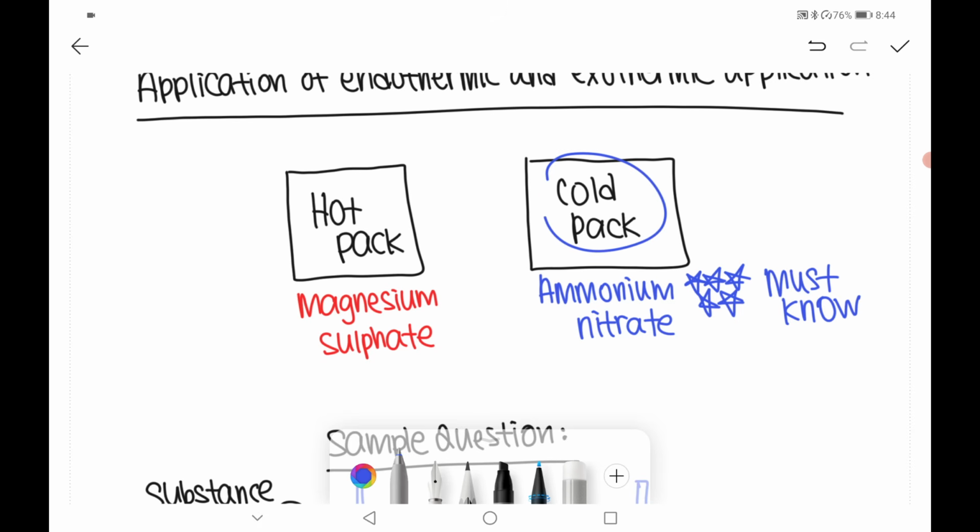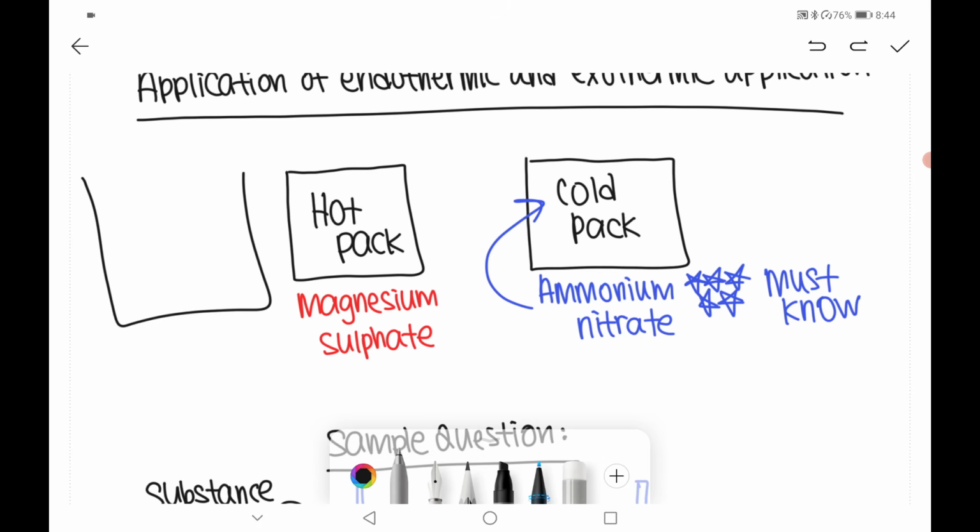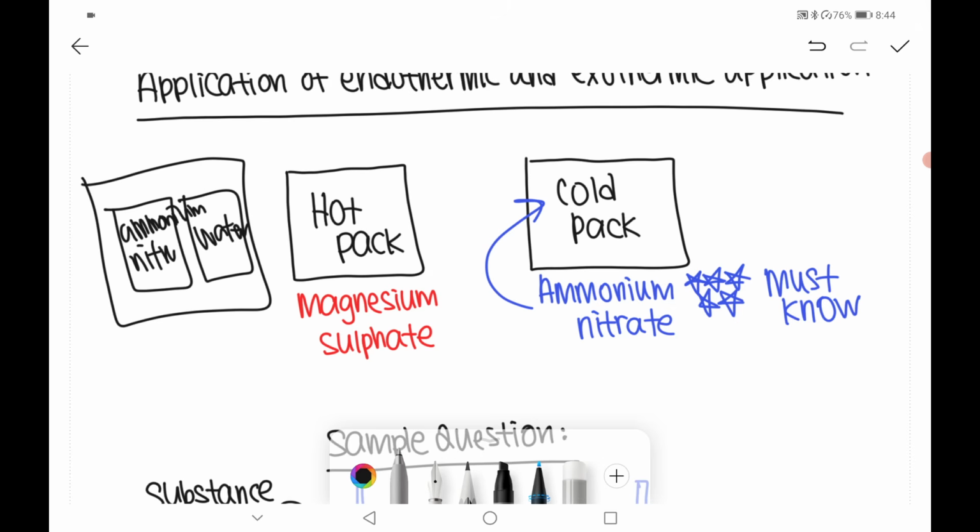So the cold pack inside is made of ammonium nitrate. You must know this. And it makes sense. Let me share some ideas with you. In the cold pack, there are 2 things: one is water, one is ammonium nitrate. When you squeeze the cold pack, the ammonium nitrate and water inside will mix together.